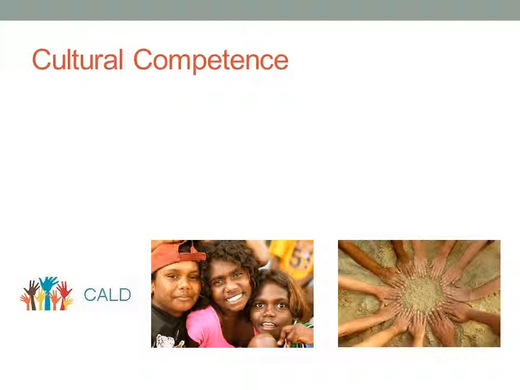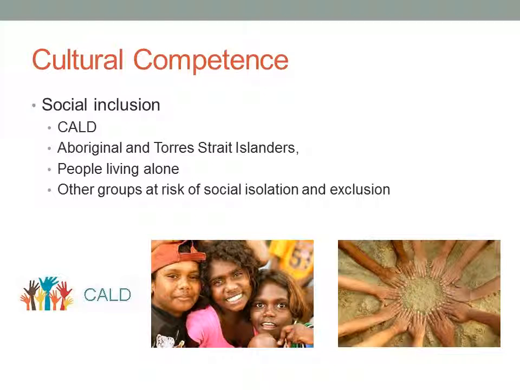In addition, Caulfield Community Health Service ensures cultural competence. They do this through social inclusion. This includes ensuring that strategies and programs are appropriate and inclusive for culturally and linguistically diverse groups, Aboriginal and Torres Strait Islanders, people living alone, and other groups at risk of isolation and exclusion. This is important for culturally and linguistically diverse groups living within the Caulfield Community Health catchment area. Thus, having this access provided to each individual who lives in the community improves the overall community healthcare.